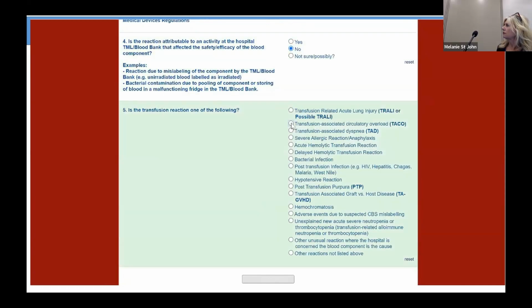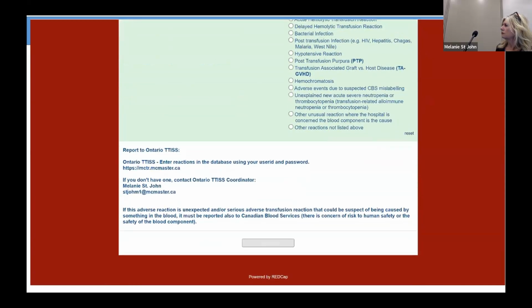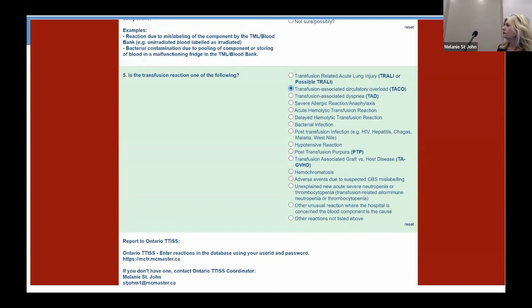And once I click the questions that it asks for, it says report to Ontario TTISS, enter the reactions in the database using your password. If this adverse reaction is unexpected and or serious adverse transfusion reaction that could be suspect of being caused by something in the blood, it must be reported to Canadian Blood Services if there's a concern for the safety of the blood component itself. And that's it.